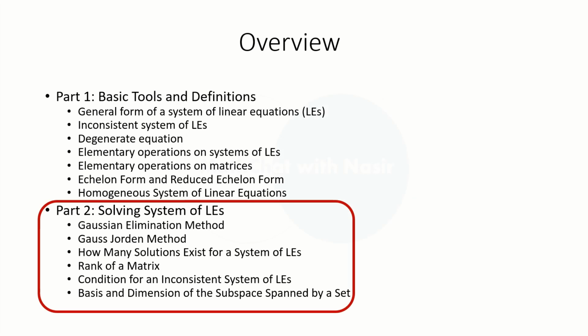In this part of the video, we will study two important methods for solving a system of linear equations, the Gaussian Elimination Method and the Gauss Jordan Method. Then we will see how we can determine whether a system of linear equations is consistent or inconsistent, and if it is consistent, how many solutions it has, a unique solution or an infinite number of solutions. We will see what is meant by the rank of a matrix.